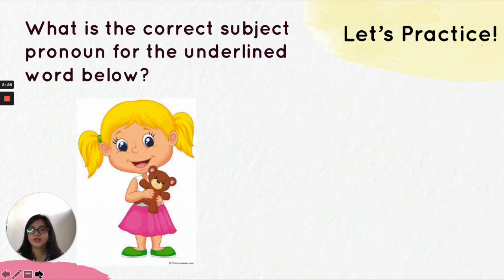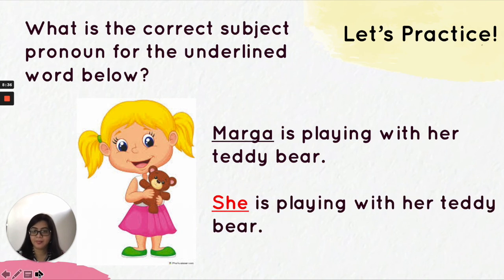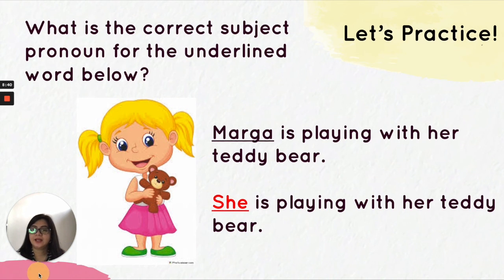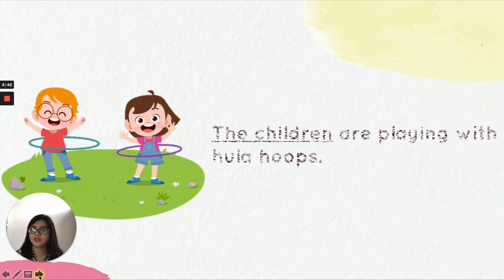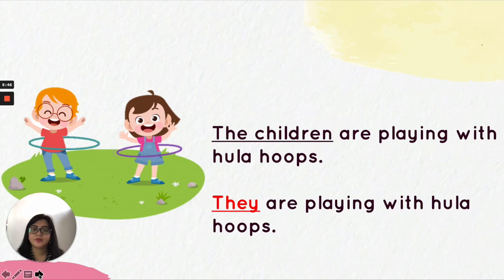So what is the correct subject pronoun for the underlined word below? So we have here an example. Marga is playing with her teddy bear. So the underlined name is Marga. We can replace it with she. She is playing with her teddy bear. So let's look at another example. The children are playing with hula hoops. We can change it with the word they. They are playing with hula hoops.